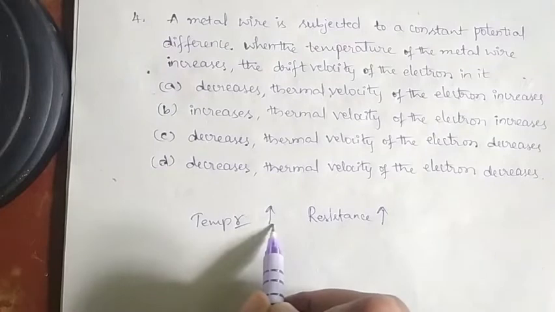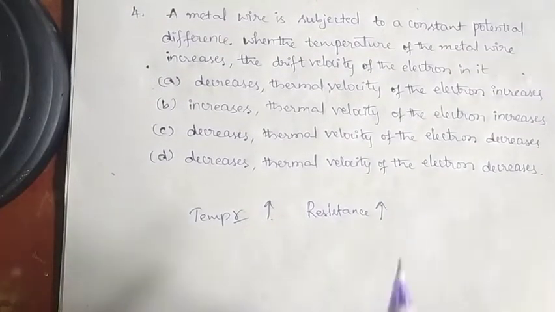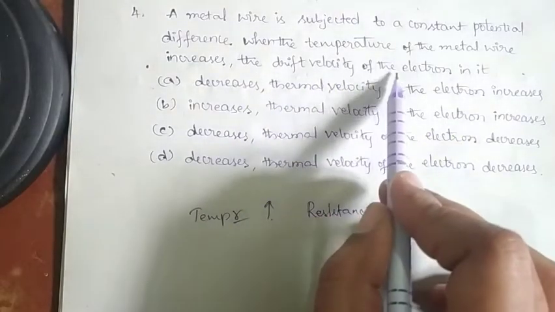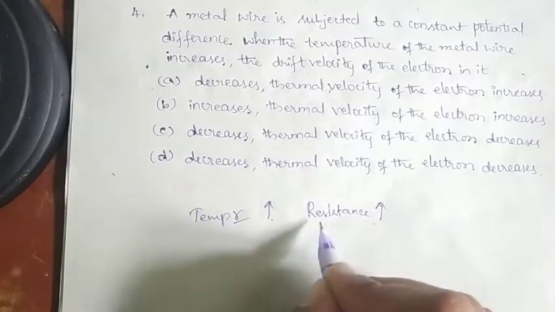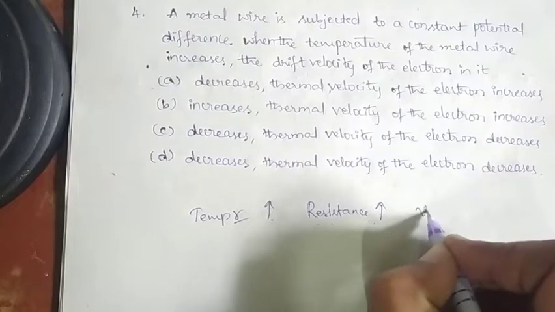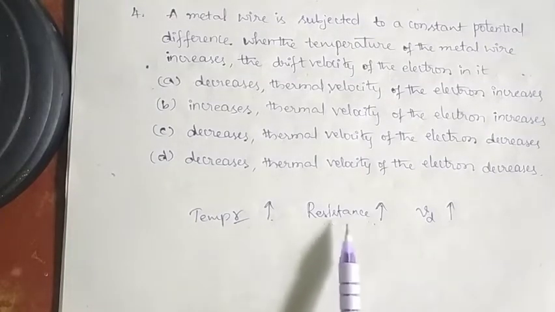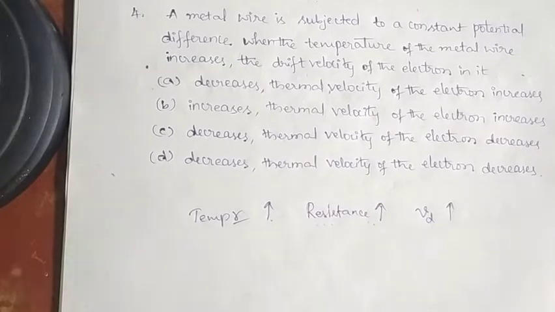If temperature increases, the number of free electrons also increases in a conductor, but the drift velocity of the electron is affected by the increase in resistance. Resistivity and resistance are directly proportional. If temperature increases, resistance and resistivity also increase, and the drift velocity changes due to its relaxation time.